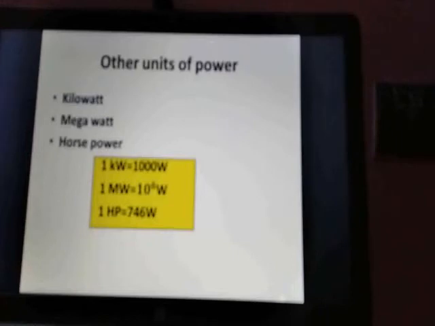Next, other units of power. The SI unit of power is watt, and the larger units of power are kilowatt, megawatt and horsepower. 1 kilowatt is equal to 1000 watt, 1 megawatt is equal to 10 raised to 6 watt, and 1 horsepower, HP means horsepower, is equal to 746 watt.